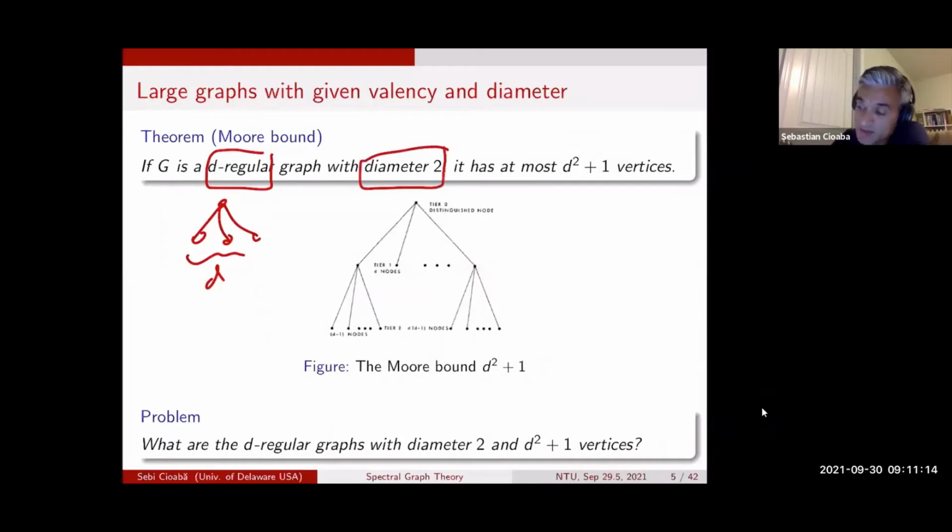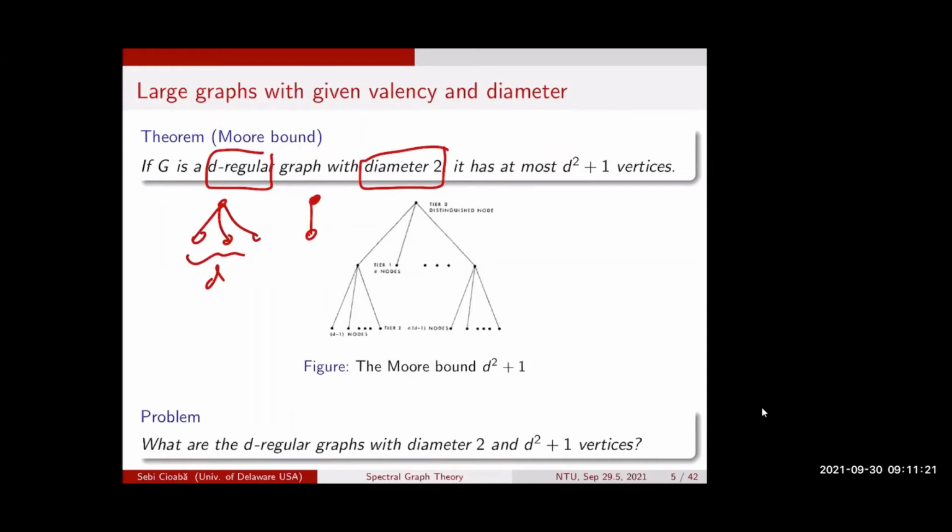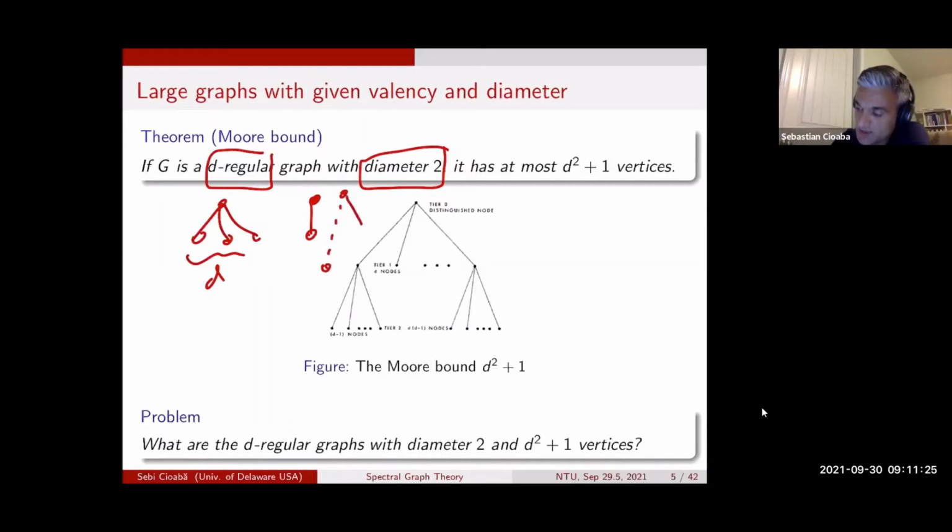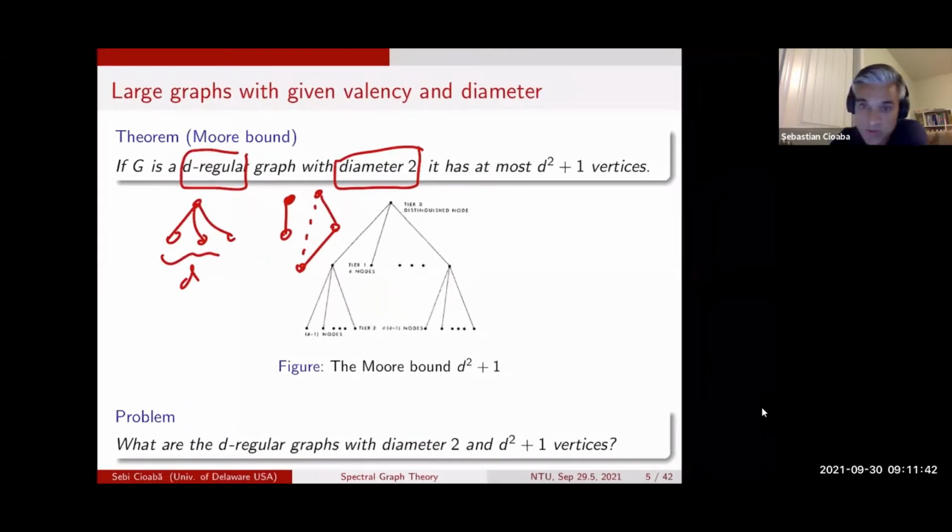Diameter 2 means that if you have 2 nodes, they are either adjacent, or if they're not adjacent, then they have at least one common neighbor. So you can get from one to the other in 1 step or in 2 steps. And the question is, what's the largest network that you can build with these properties? Moore observed that the upper bound is d squared plus 1.